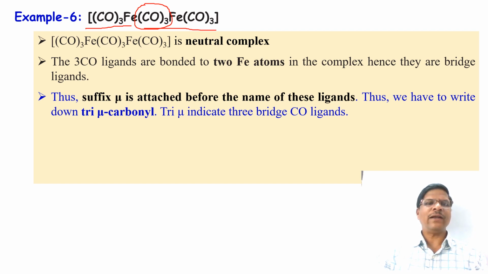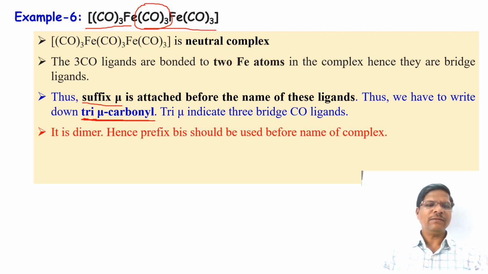How will we write down the bridge ligand? We will write the prefix mu before the name of the ligand. But now we must indicate the number of ligands also. So we will indicate the prefix tri before the name of carbonyl. So 3 bridge carbonyl ligands in the IUPAC name are indicated first as tri-mu-carbonyl. Tri for 3 carbon monoxide ligands, mu for the bridge type of ligand.